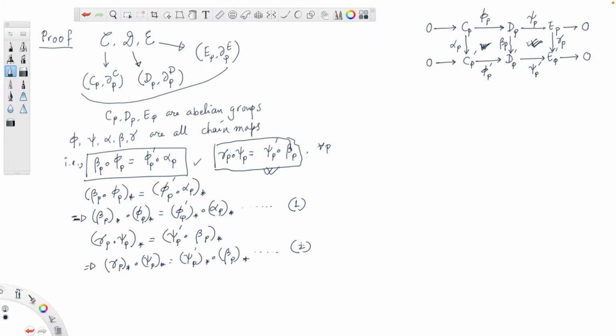So 1 and 2 together give us the following commutative diagram. Let me draw it here. So we are getting mapped to HP of C, the p-th homology group of the chain complex C. And from that to the p-th homology group of the chain complex D, to HP of E, and it goes on to the right.